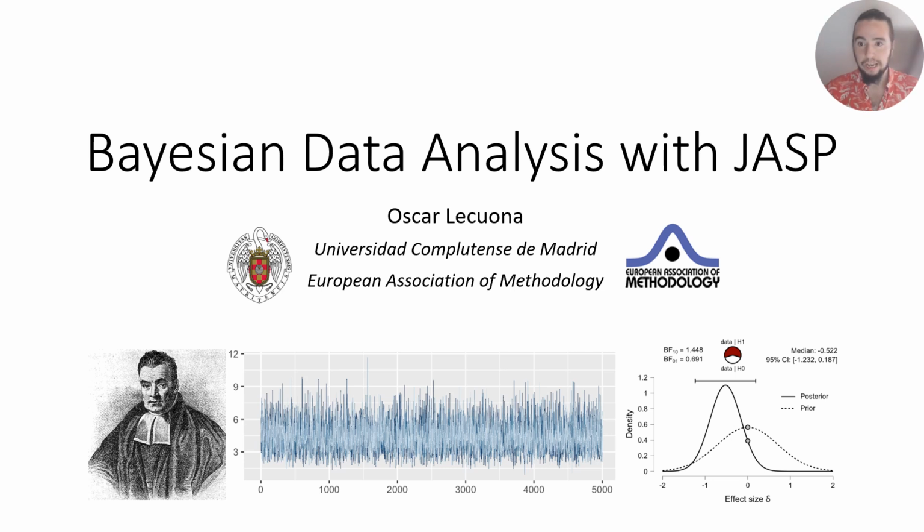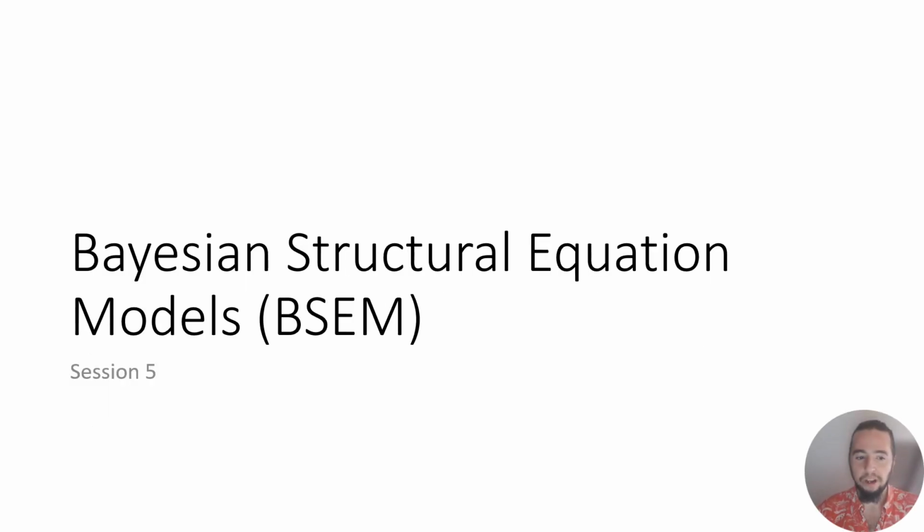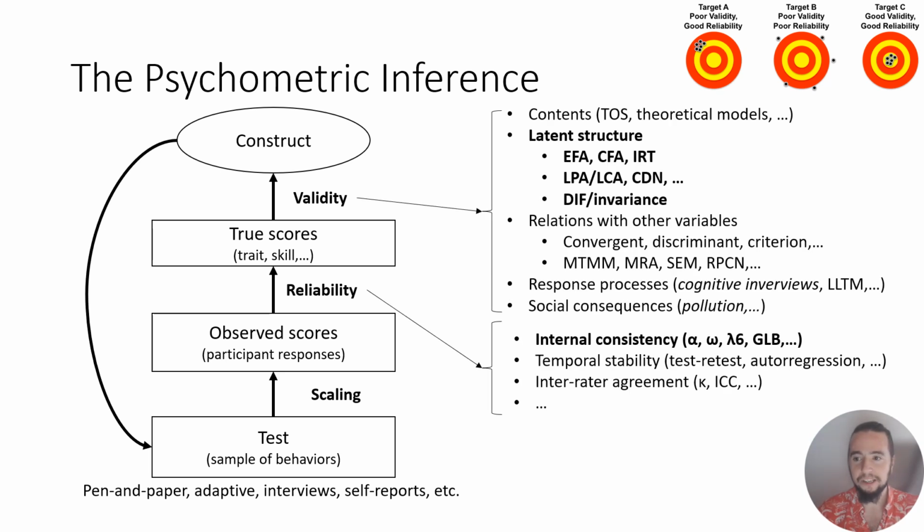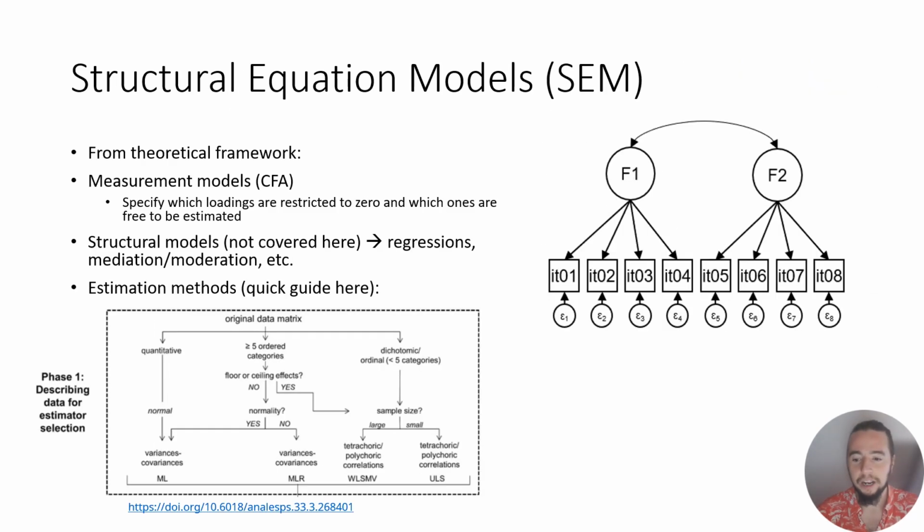Hi, and welcome again. So now we will approach Bayesian structural equation model. Just a quick recap. We are dealing with psychometrics, and right now we are dealing with validity evidence based on the latent structure. So now we need to create latent models based on a Bayesian perspective. So we will address structural equation models, that is a framework that encompasses confirmatory factor analysis, among other things.